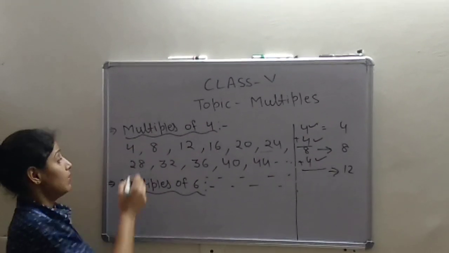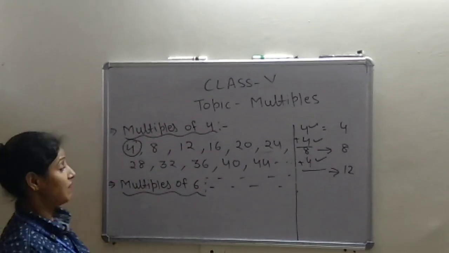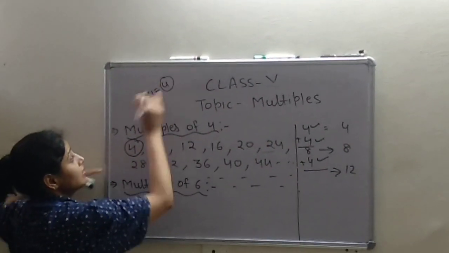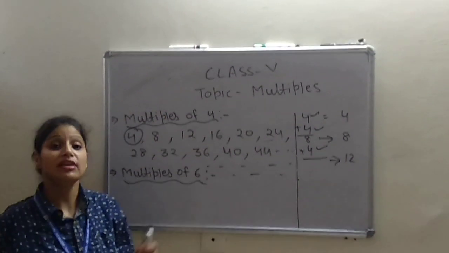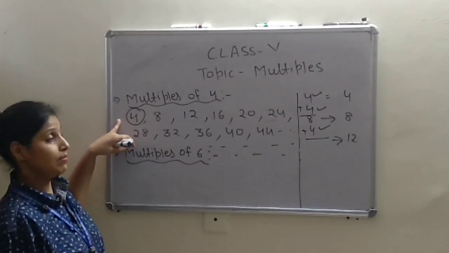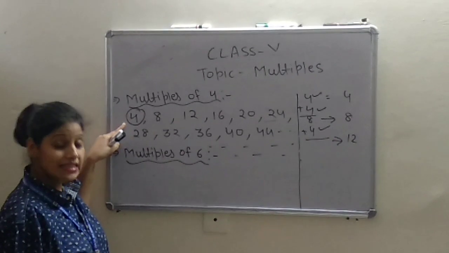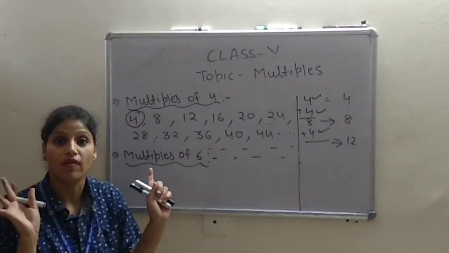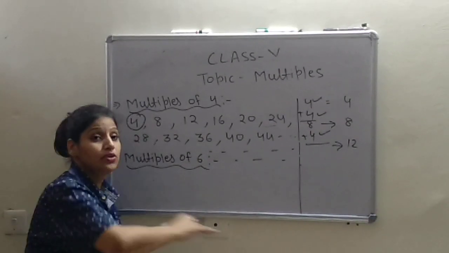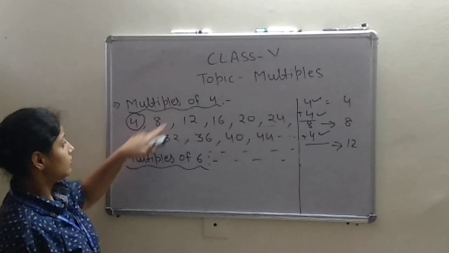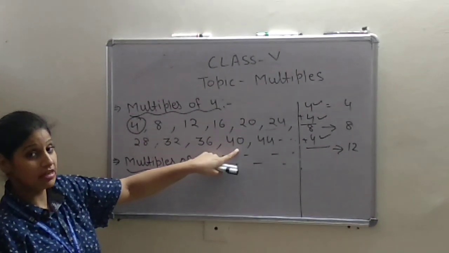The smallest multiple of every number is the number itself, as 4 ones are 4 comes. So when you multiply 4 by 1, you get the same number. So the smallest multiple of every number is the number itself, and for the greatest there is none, because we are going to keep on writing. We will be writing and writing. Alright? So this is how we are done with the multiples of 4.